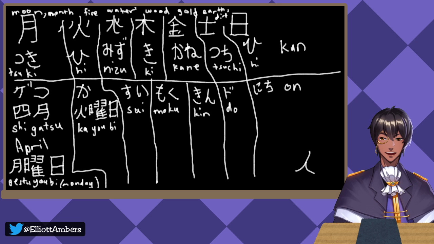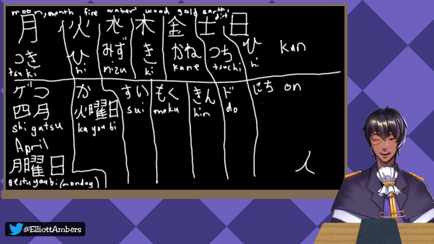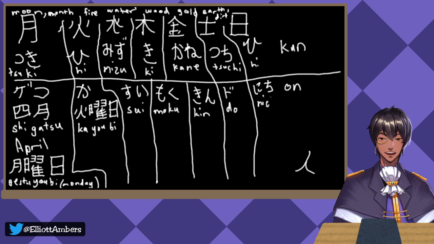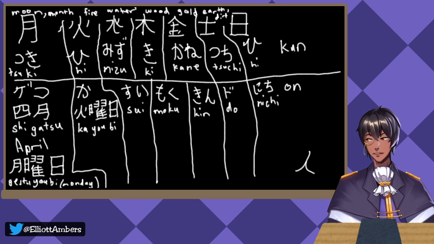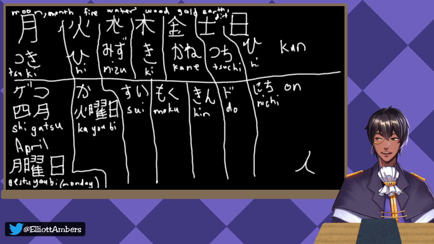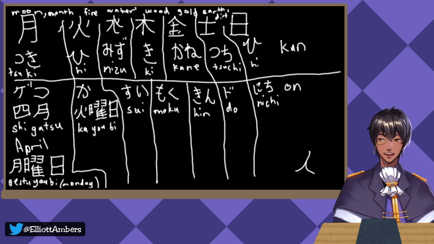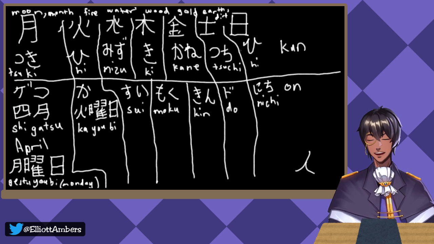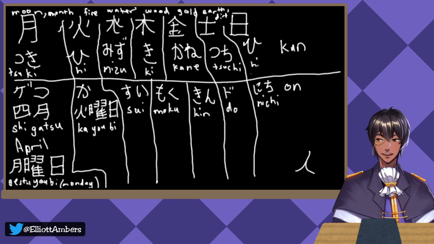In the case of Sunday, like I said, there's alternate readings for a lot of kanji. When we say Sunday, we say Nichiyobi. So the days of the week in Japanese are: Monday, Getsuyobi; Tuesday is Kayobi; Wednesday is Suiyobi; Thursday is Mokuyobi; Friday is Kinyobi, Money Day, Gold Day; Saturday is Doyobi; and Sunday is Nichiyobi. Those are the days of the week.